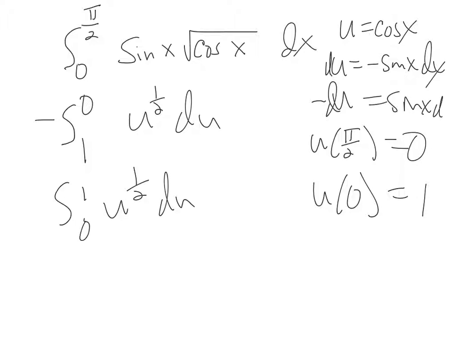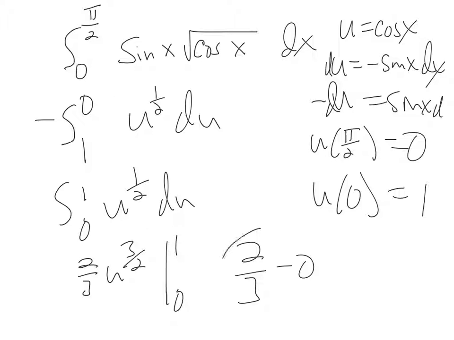This is looking much easier already. So the antiderivative of u to the 1/2 is 2/3 u to the 3/2. We've done that enough times, so I hope I don't have to explain that. So from 0 to 1, drop in 1, we're going to get 2/3. Drop in 0, we get 0. There's my integral.